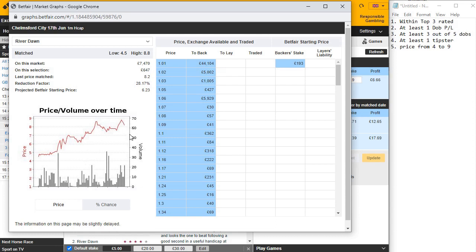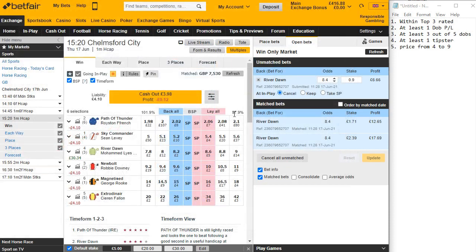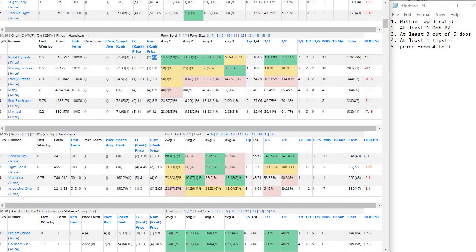Now, if this was 5 or 10 minutes before the off, it might make more sense. It's just I thought, I don't know, it looks a good selection, so I'm going to go for it and see what happens. But it's not moving at the moment, and it probably won't. There's not much money on the market, but I sometimes do that.